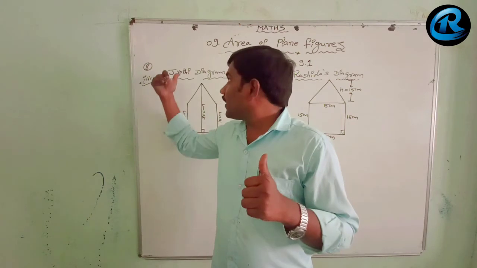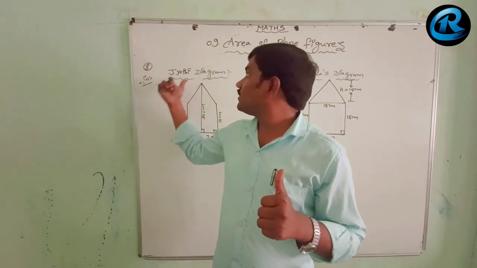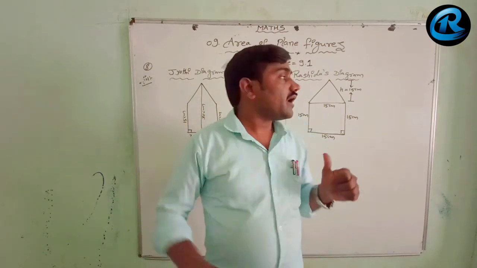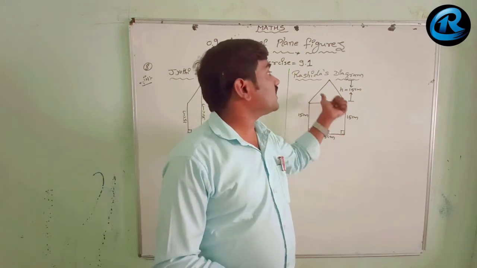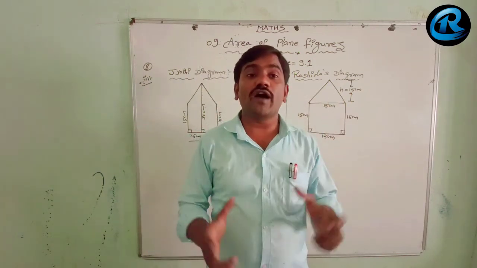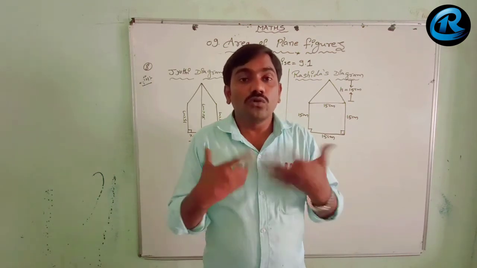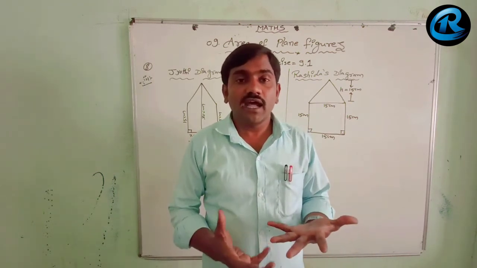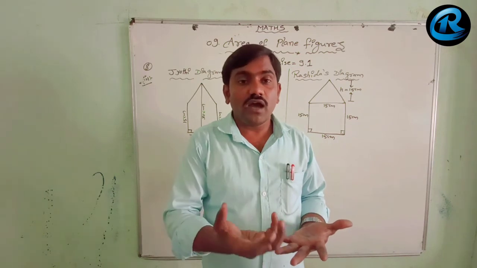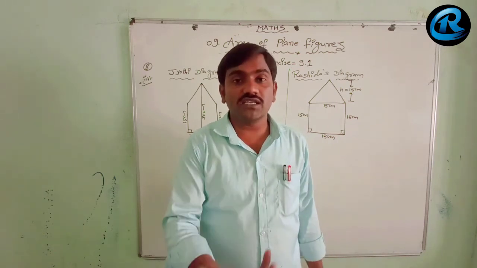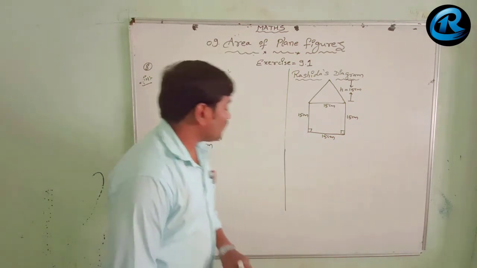So find the area both ways, and what do you observe? రెండు ways. So find out the area in the diagram drawn by Jyoti and the diagram drawn by Rashida. In both ways we have to find out the area of this pentagon, and we have to notice what answer we are getting. At last we have to justify our answer. That means we have to give a reason for our answer. Okay, now let us go for that.